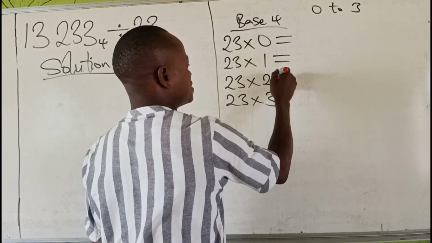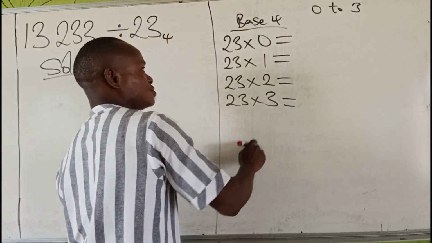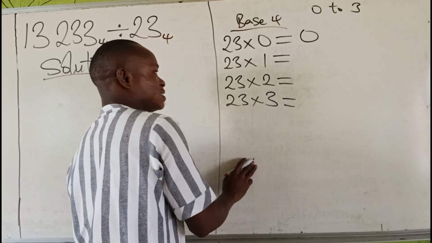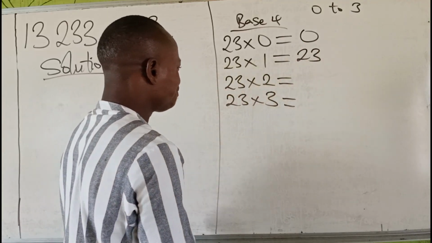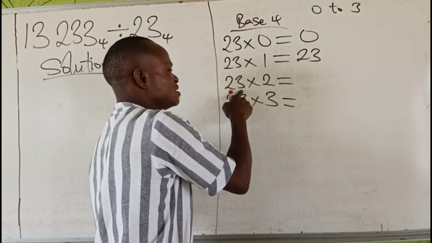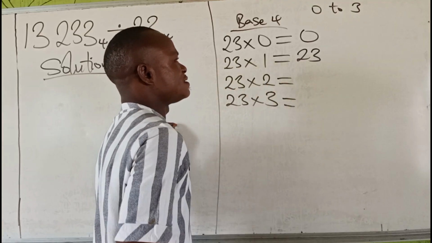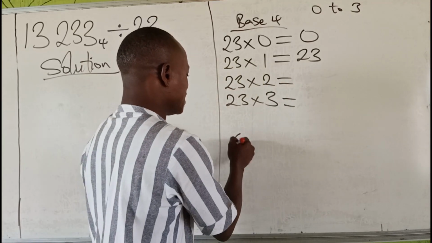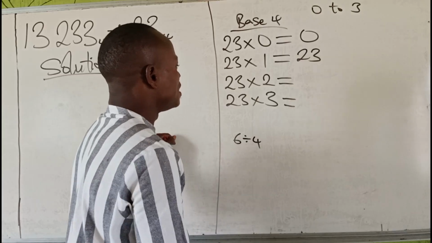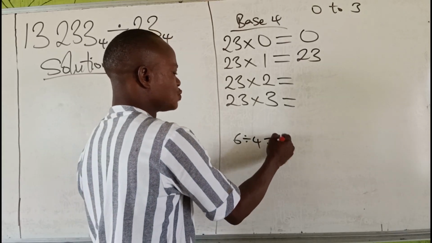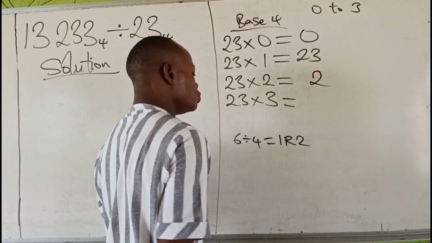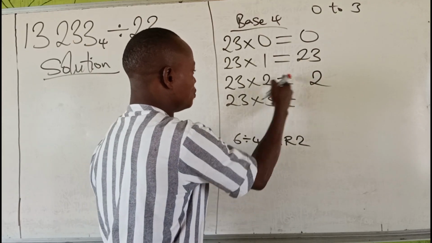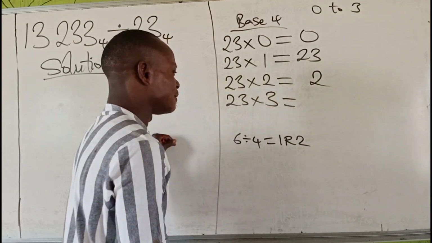Now, let's see the answers. 23 times 0 is 0. 23 times 1 remains 23. Now, 2 times 3 is 6. We cannot write down 6 in base 4, so we divide the 6 by the base. 6 divided by 4 gives 1 remainder 2. So we write down the remainder, which is 2, but we will not bring the 1 with it, because it is still going to be added to something here.